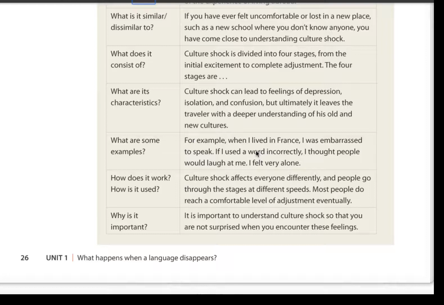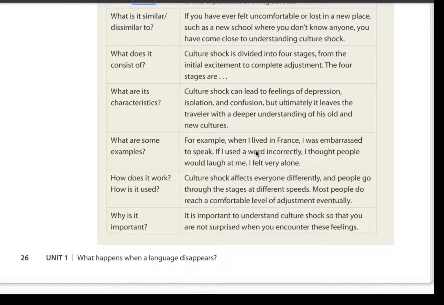Now, how does it work? This goes into the broader scale of your words. So this person's going to take culture shock and say, okay, this is everyone. Anyone who experiences going to a different culture will experience this. But people will go through it at different speeds. And most people will reach a level of being comfortable, and they will adjust eventually. So that's kind of how it works.